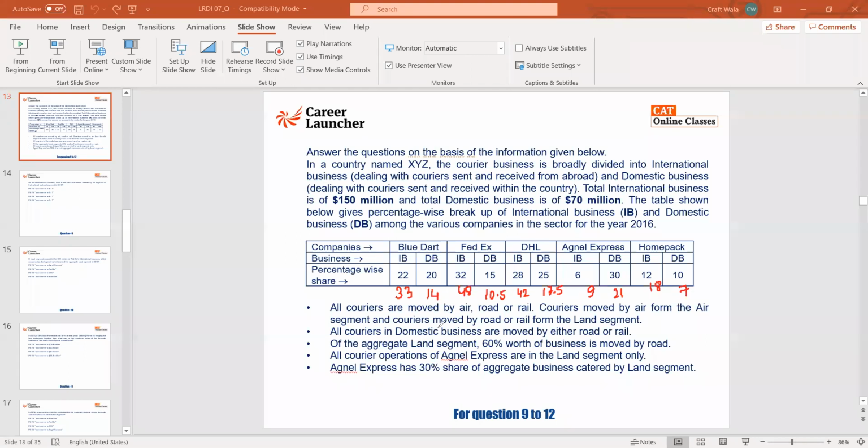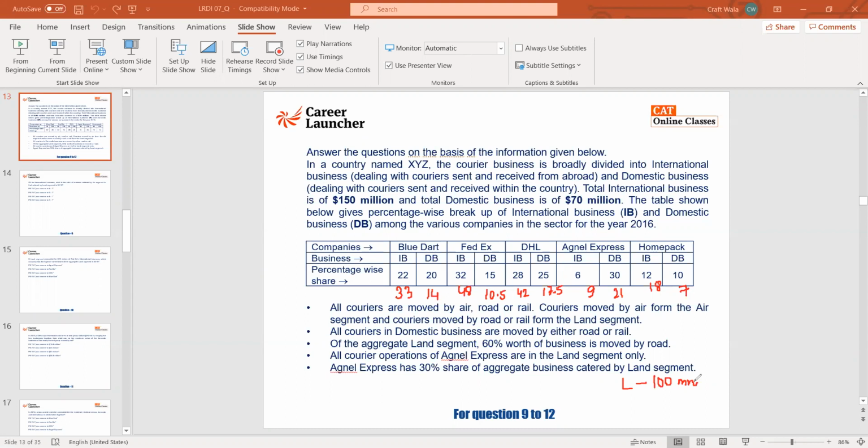All operations of Agnel Express is in land segment. So Agnel's total business is what? 9 plus 21, 30. So 30 is, all this is through land segment only, right? Now Agnel has 30% of the aggregate business of land segment. So 30 is equal to 30%. That means I can say total land segment is worth 100 million.